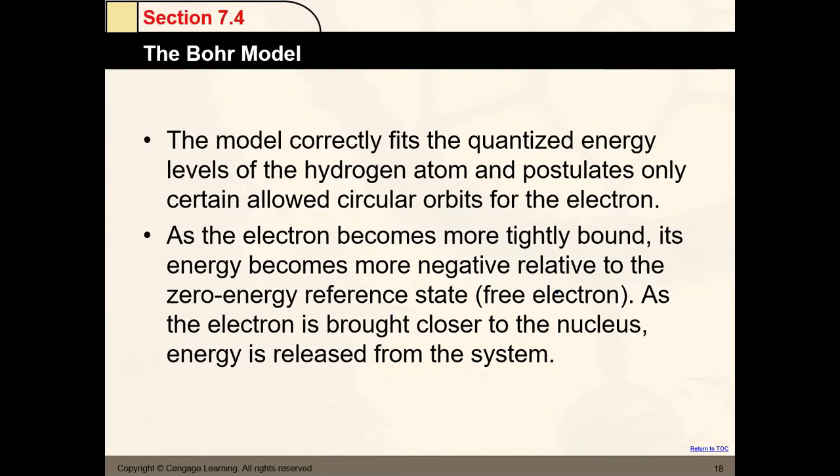Okay? So as electron becomes more tightly bound, its energy becomes more negative. Energy becomes more negative relative to the zero energy reference state, free electron. As the electron is brought closer to the nucleus, energy is released from the system. So what it means is that if you have a nucleus, and you have an electron in this particular energy level, if this electron is brought closer to the nucleus, it's going to release energy. So that's exactly what I was telling you before. Every time that you move up, you need to absorb energy. Every time that you move down, you have to release energy.